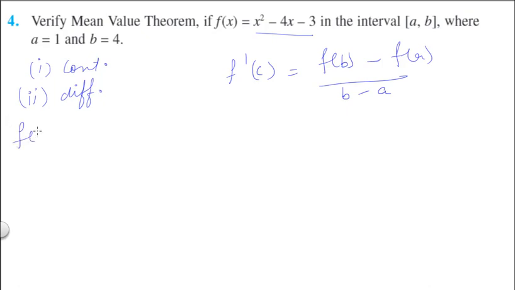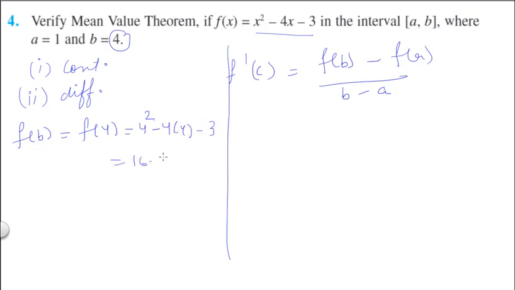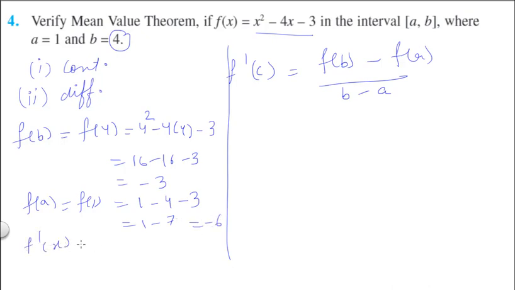So let us find f of b, which means f of 4. When we calculate f of 4 in the function, we get 4 square minus 4 into 4 minus 3, that is 16 minus 16 minus 3, so the answer is minus 3. Let us find f of a, which is f of 1. So we get 1 minus 4 minus 3, which is 1 minus 7, so we get minus 6. Let us find f dash x. When we differentiate the function given in the question, we get 2x minus 4. Hence, f dash c is 2c minus 4.